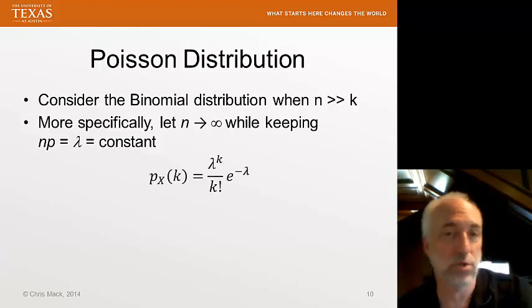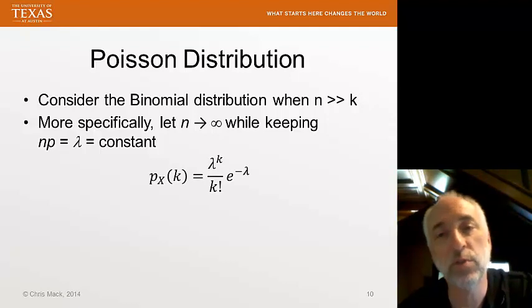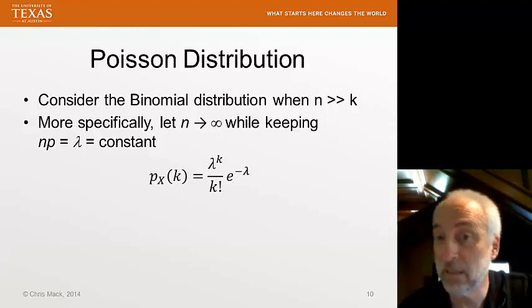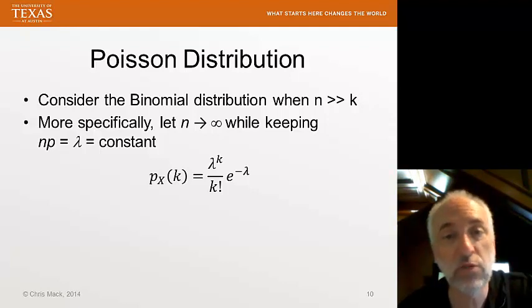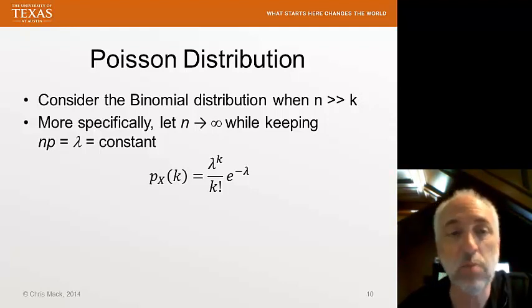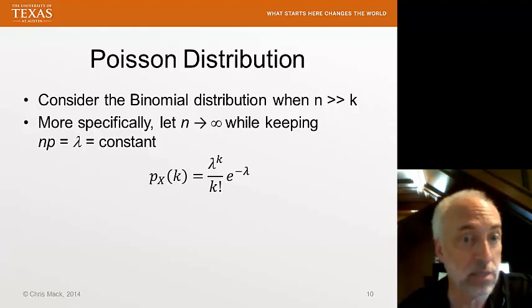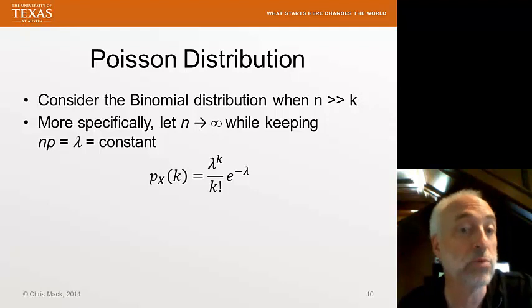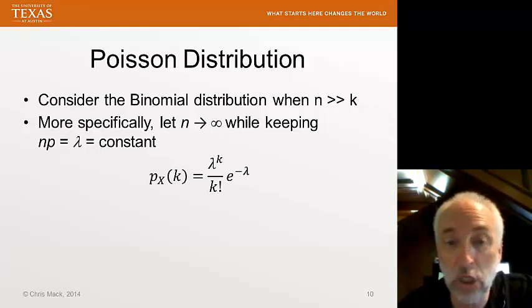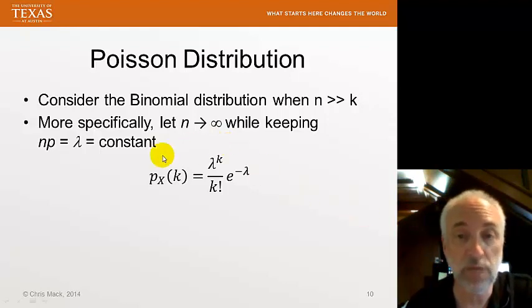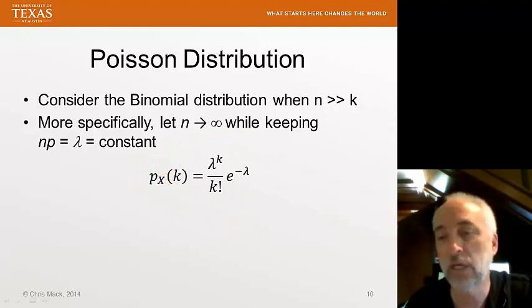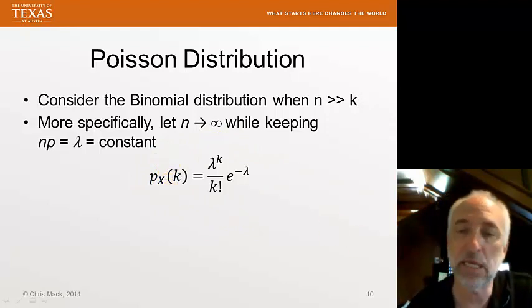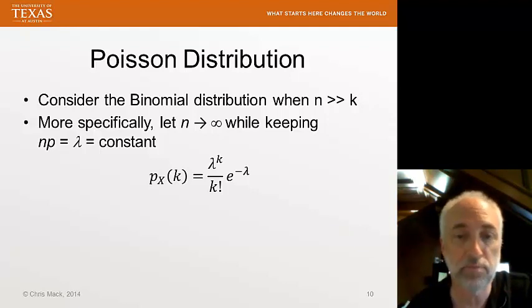The Poisson distribution. Recall that the Poisson distribution comes about when we let n, the number of Bernoulli trials, go to infinity while keeping n times p, where p is the probability of success for a single trial, equal to a constant. That constant is the parameter of the Poisson distribution, and we saw the PMF looks like this. Hopefully you've seen a Poisson distribution in the past. It's quite common in many different physical applications.